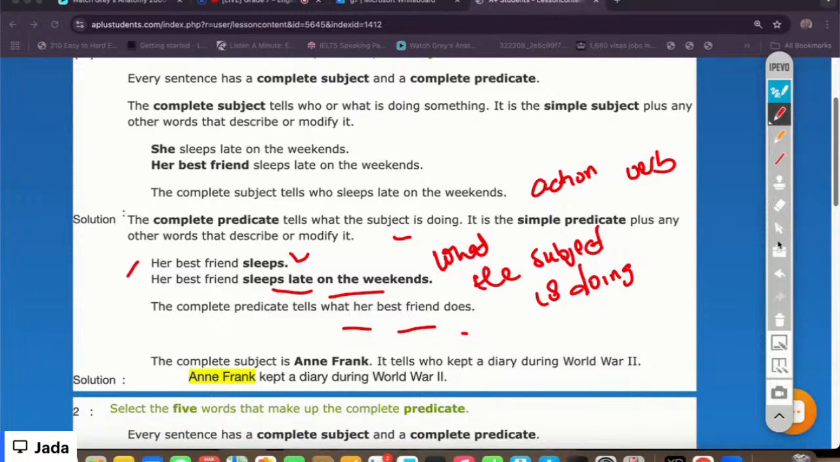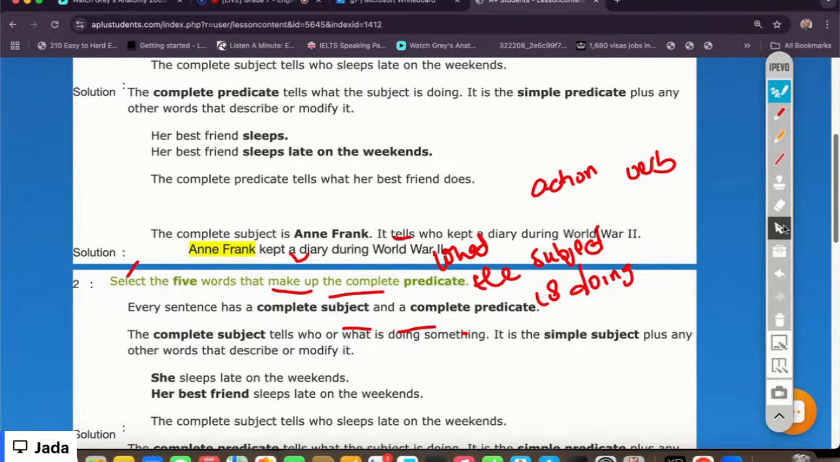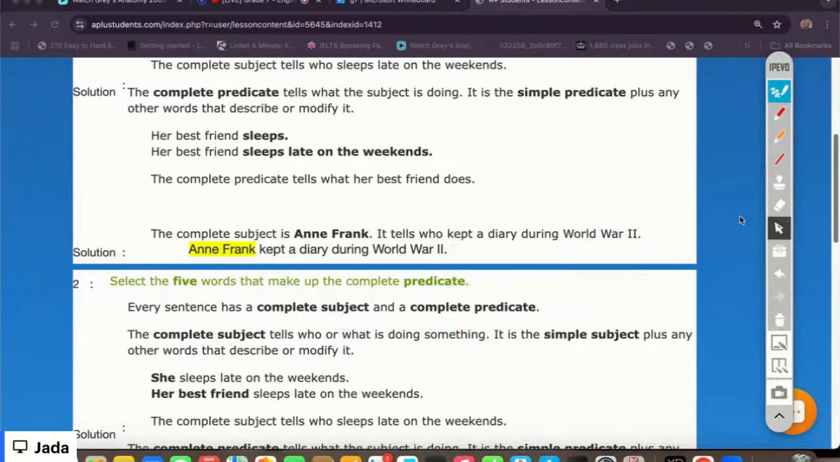All right, let's look at some sentences and examples under this. So we have Anne Frank kept a diary during World War II. Now, if you're asked what the complete subject is in this sentence, it tells you who kept the diary. So it has to be Anne Frank.